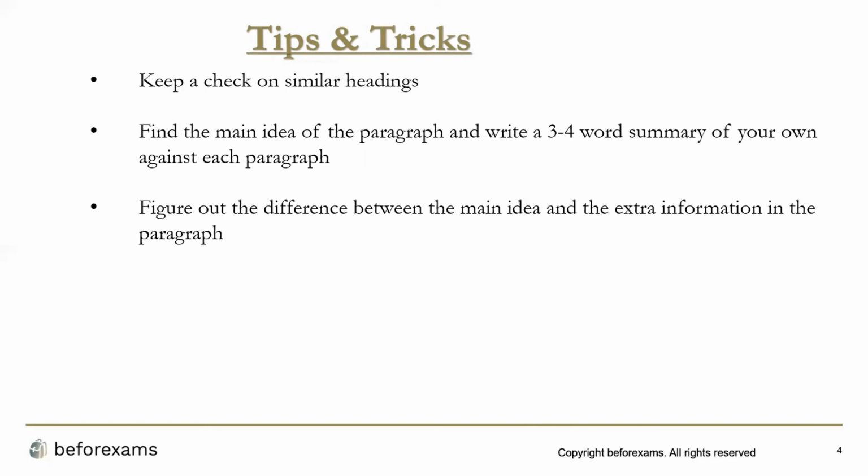After that, figure out the difference between main idea and the extra information in the paragraph. Now, for the paragraph, there will be a main idea. For example, it is talking about lion. So let's say one paragraph is talking about his eating habits. Then you have the main idea that this paragraph is talking about the eating habits, and then there will be the extra information: what he likes to eat, how does he get his food, what are the types of teeth he has to chew that food. So this is the extra information which is not relevant for the heading part.